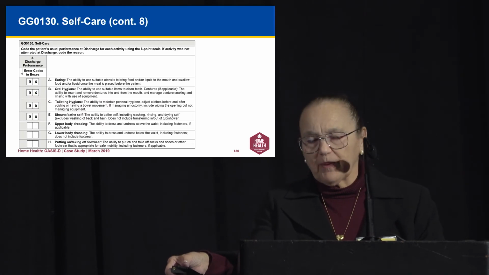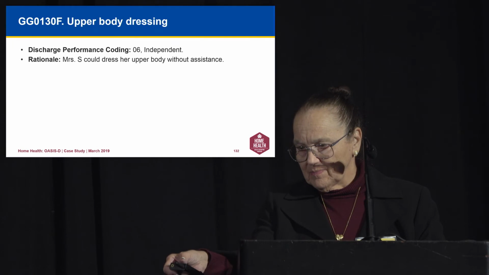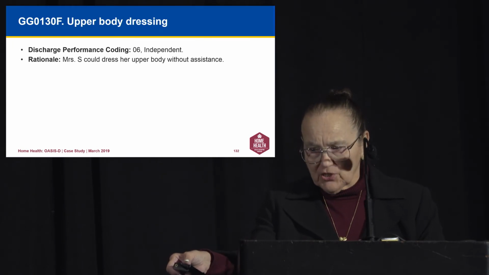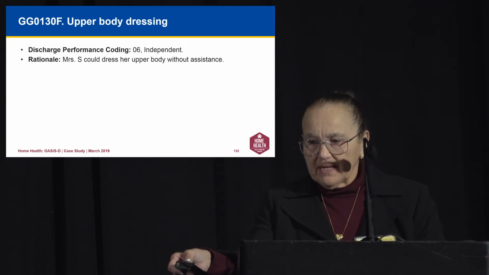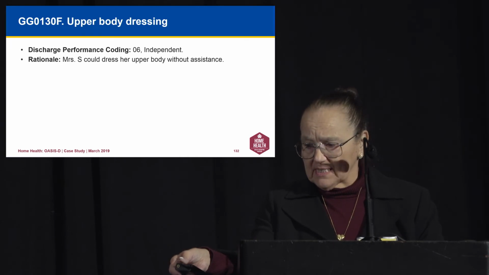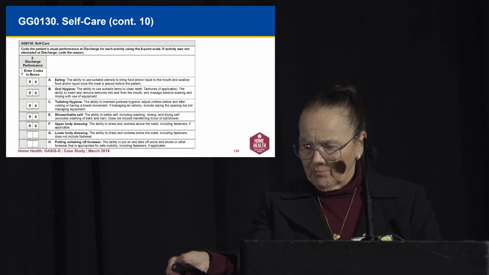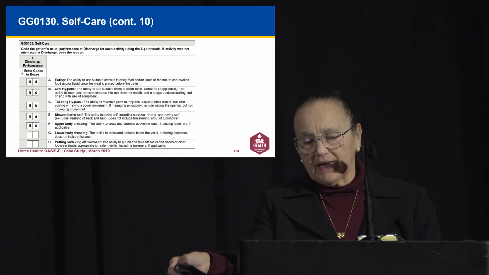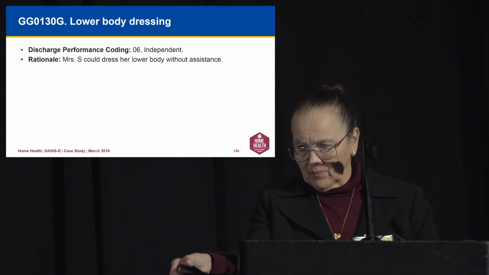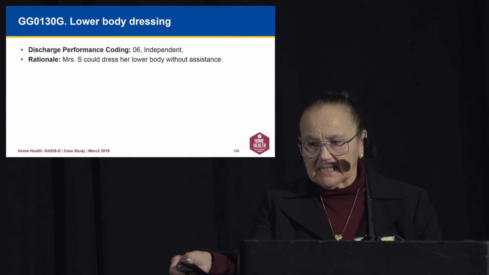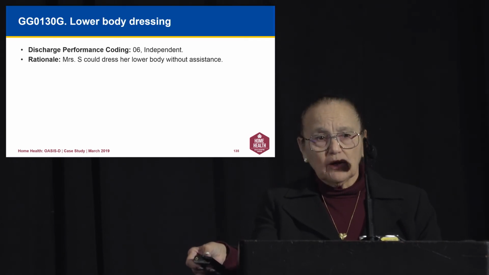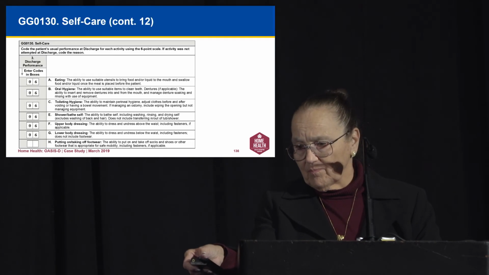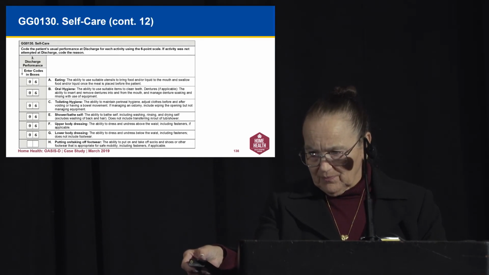Item F, upper body dressing. We've coded this discharge performance as 06 independent. The reason being that at discharge, Mrs. S could dress her upper body without assistance. Item G, lower body dressing. Coded as 06 independent, on discharge, Mrs. S could now dress her lower body without assistance. Item H.